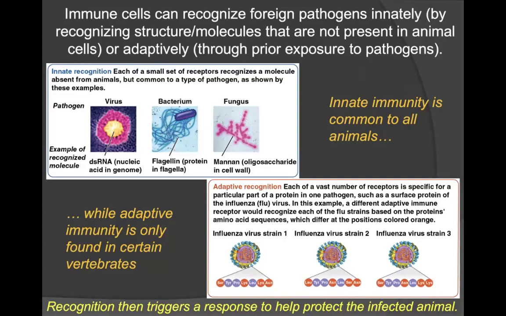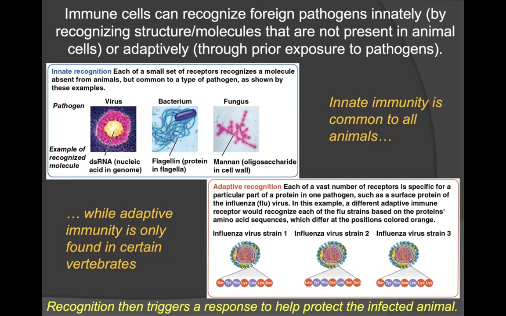They can do this innately by recognizing structures or molecules that are not present in animal cells, or they can do so adaptively through the prior exposure to pathogens. In innate recognition, each of the small set of receptors can recognize a molecule that is absent from animals, but common to a type of pathogen, such as a virus, bacterium, or fungus. Innate immunity is common to all animals. However, adaptive immunity is only found in certain vertebrates.